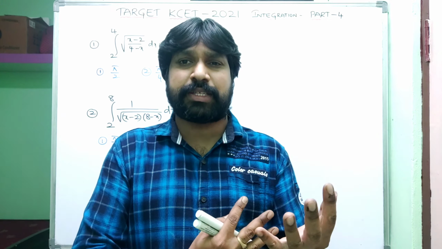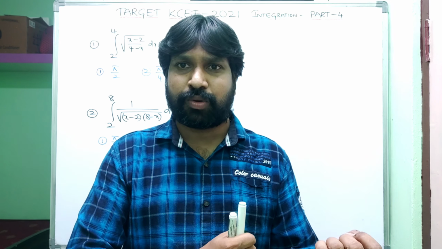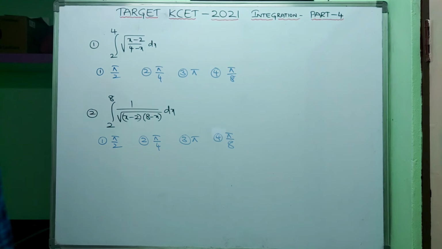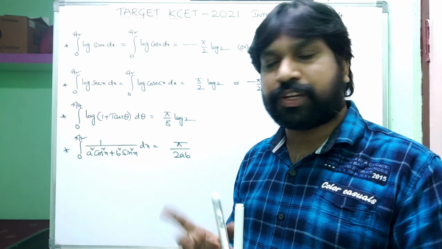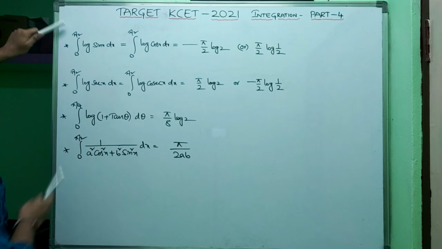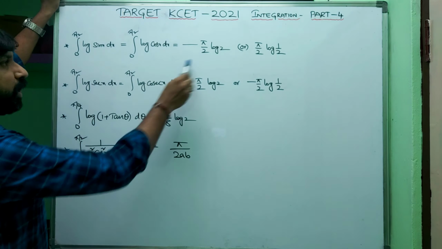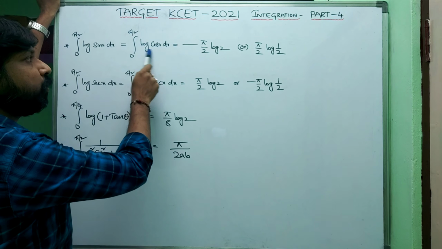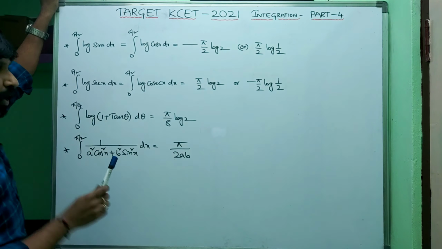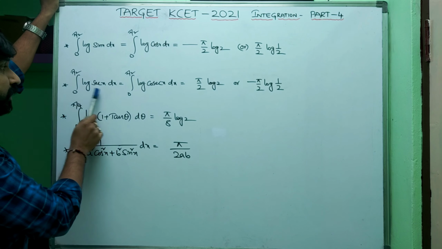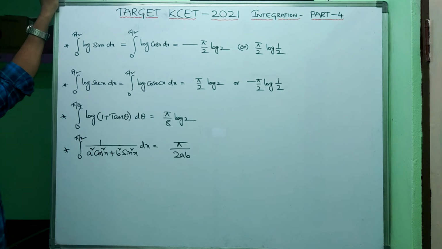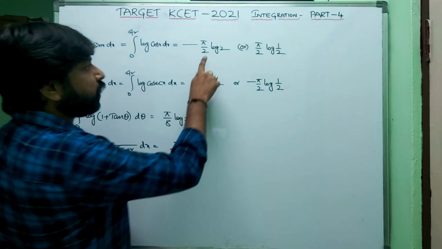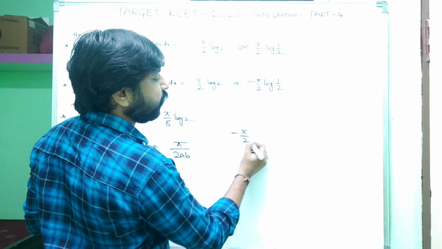You have to know some results in definite integration. This is the most important area, results. The integral from 0 to pi by 2 of log sin x dx is equal to minus pi by 2 log 2. Similarly, the integral from 0 to pi by 2 of log cos x dx also gives the same result. And you need to remember the integral from 0 to pi by 2 of log secant x dx and the integral from 0 to pi by 2 of log cosecant x dx give pi by 2 log 2 as the result. Of course, the same results you can write like this also, minus pi by 2 log 2.